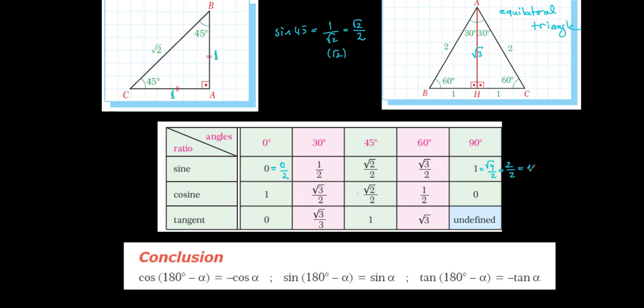That's also equal to 1. So what is the condition here? This is all the numerators here. They are continuing with the order 0, 1, 2, 3, 4, the first 4 natural numbers. Root 0, root 1, root 2, root 3, root 4, all over 2. And if you don't mix the order of the angles, 0, 30, 45, 60, and 90, it's easy to memorize this order, I think.